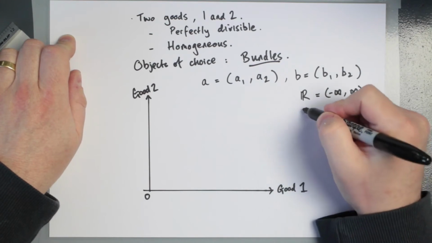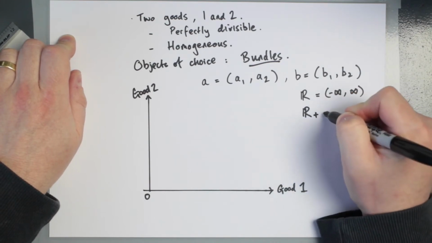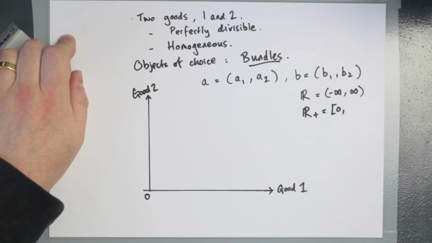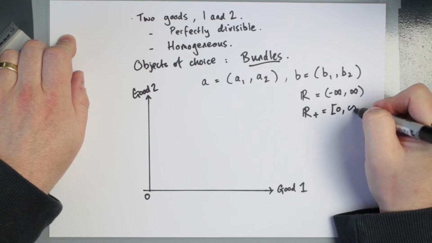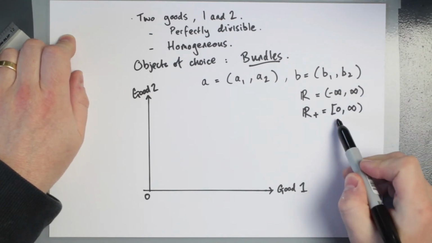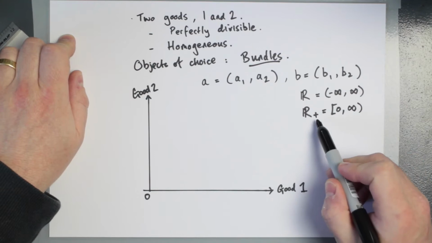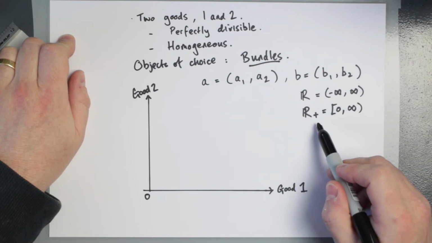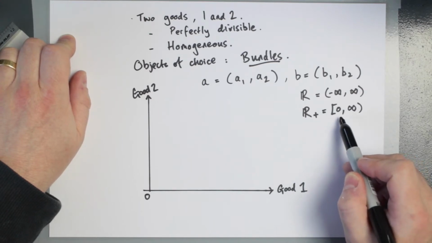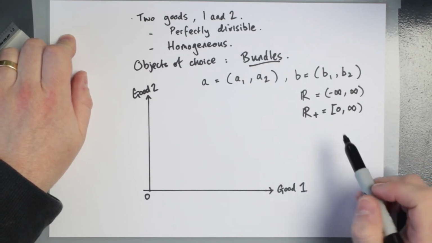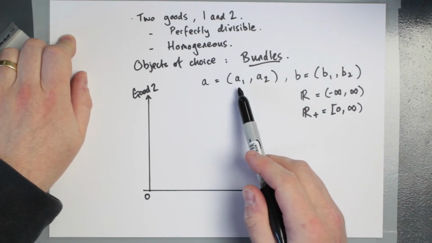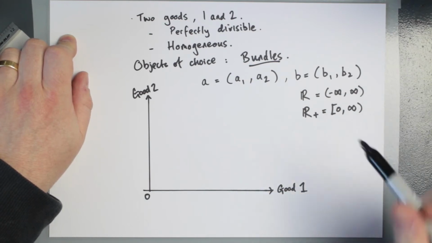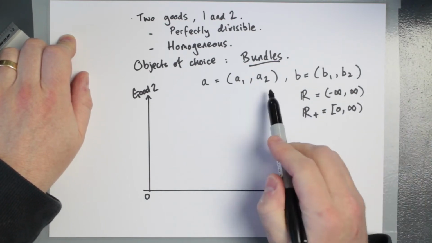Now we use R plus to denote the positive real numbers, or the non-negative real numbers. So this is starting and including 0. Sometimes you see plus plus here if we're going to exclude 0, but this R plus is the non-negative numbers starting from 0 to infinity. So each of these numbers, A1, belongs to this interval, and A2 belongs to this interval. But these are two-dimensional.